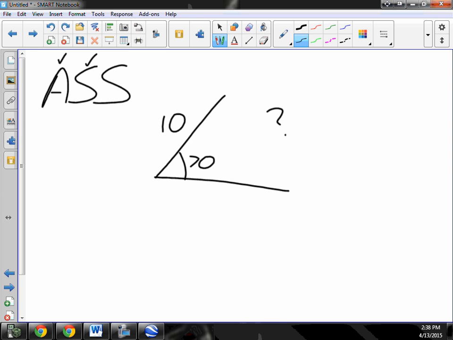Is it possible for that third side to equal 1 foot? No. Why not? Now, can it be 1 foot? No, because if I draw a radius 1 foot circle around that, it just simply is too short.